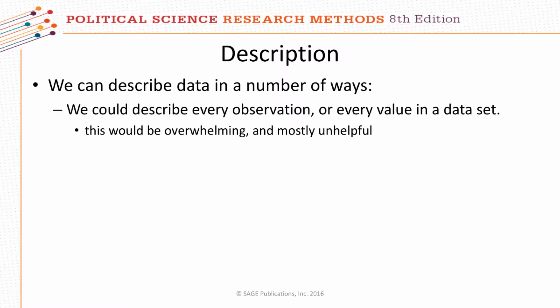So the first thing we want to do is talk about description. We can describe data in a number of ways. We could describe every observation or every value in a data set. But the problem is that this would be overwhelming and generally unhelpful. If you think about what a data matrix is, a data matrix is a set of columns and rows where you have variable labels and then the values for each observation underneath those labels. And if you wanted to go and talk about each of those individual variables, that would be very cumbersome over time.